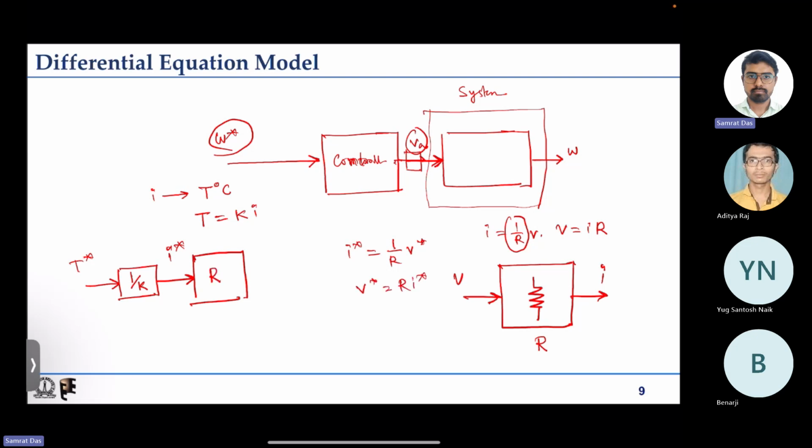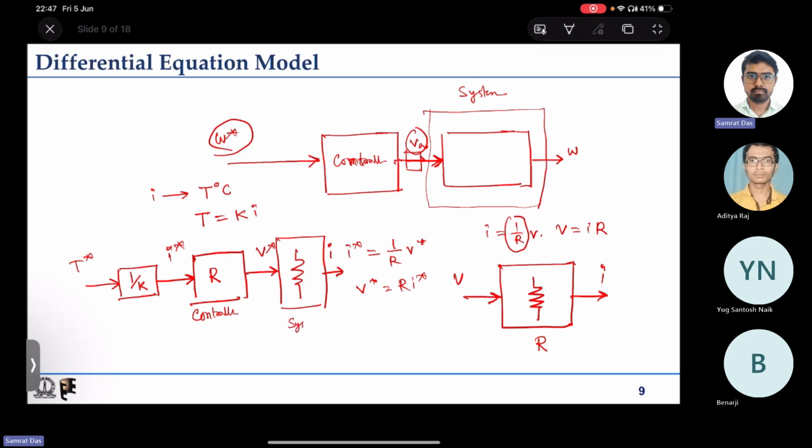So it will have R as the gain, and that will produce that V star that you need to apply to the physical system of a resistance, and that will have the output, that is current, and that will produce the temperature. So this is the controller, this is the plant, this is the physical system. This system is nothing but a gain, that is 1 by R in all.